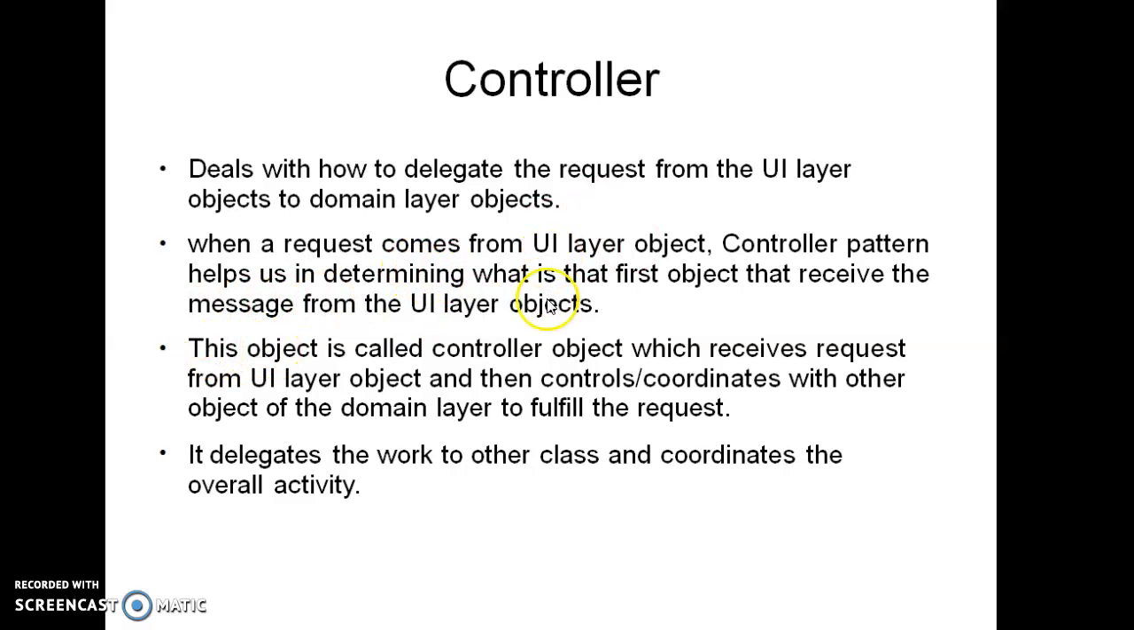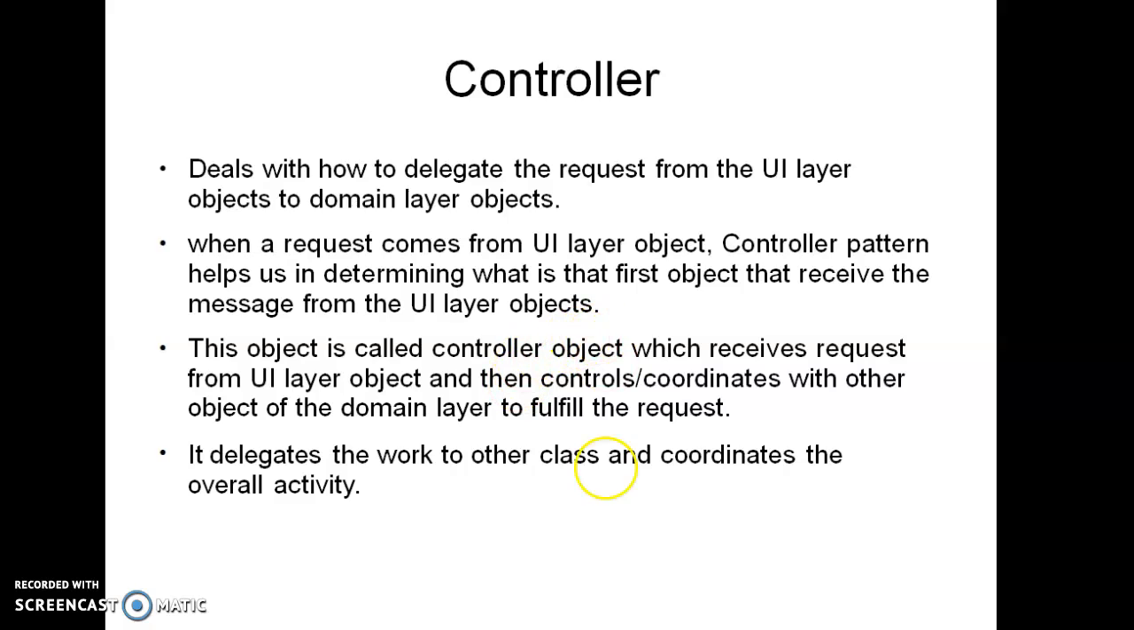So when the request comes from the UI layer, the view layer, the controller pattern helps us determine what is the first object that receives the message from the UI layer. The controller is totally responsible for identifying which first object receives the message from the view layer or UI layer, where the user is interacting with the system. This object is called the controller object, which receives the request from the UI layer, and then controls and coordinates the objects of the domain layer, or the middle layer, to fulfill the request.